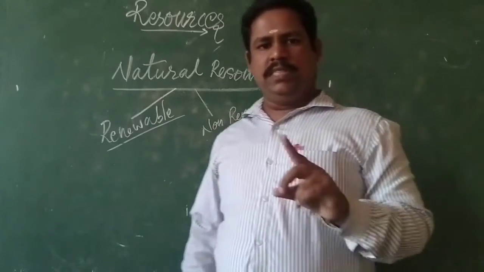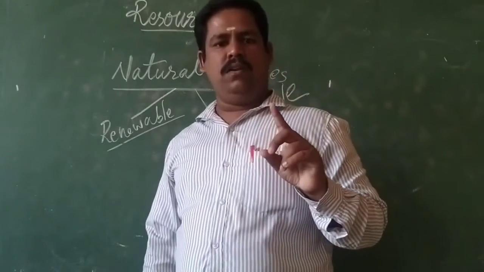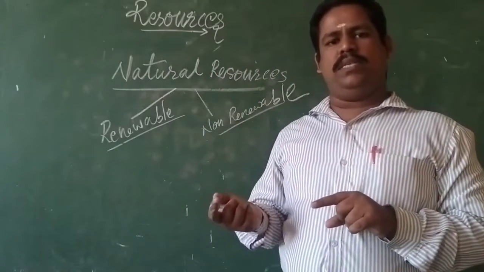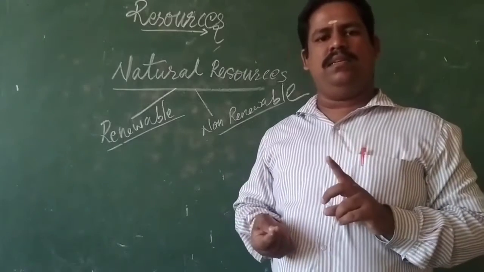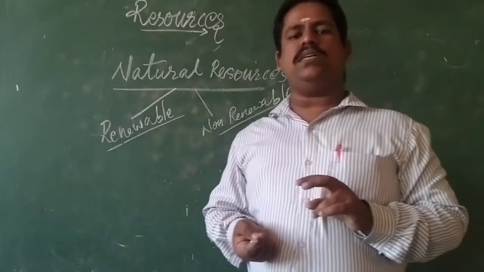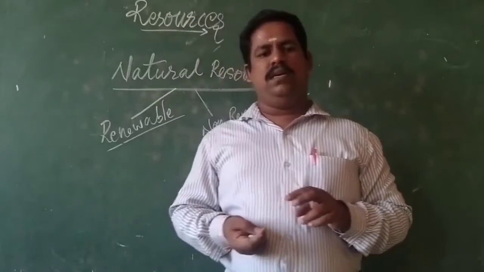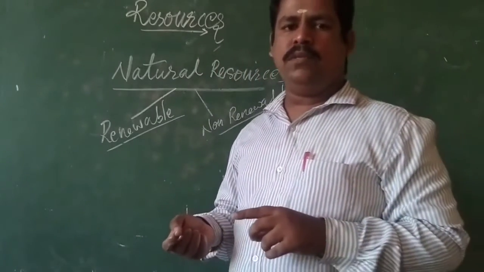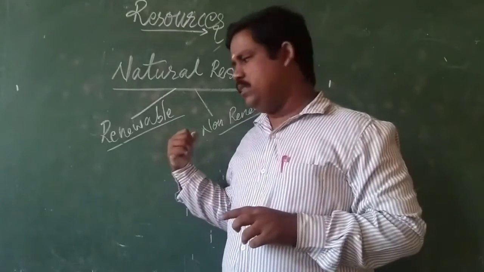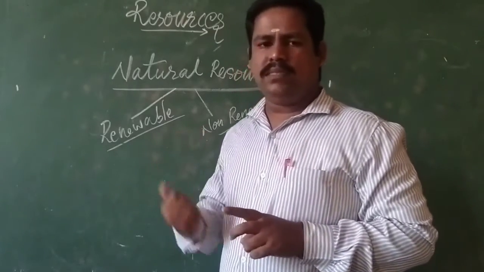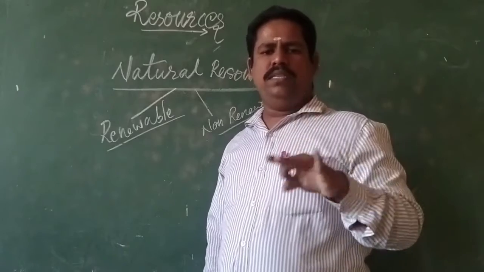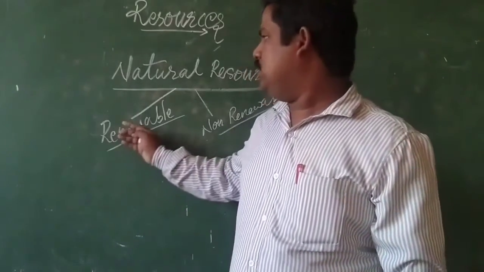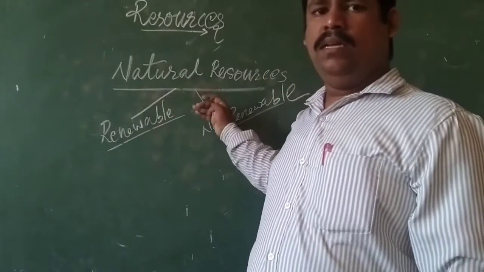So, resources which are not able to reproduce, or which may take a long span of time to get reproduced, which cannot be reproduced easily, such type of resources are known as non-renewable resources. Examples: petrol, coal, diesel, etc. So these are another classification of natural resources.